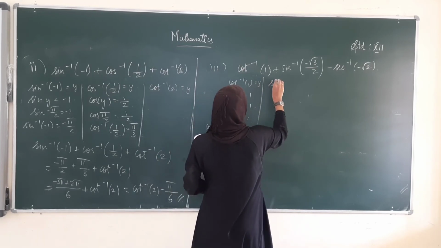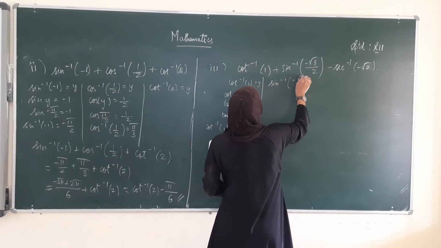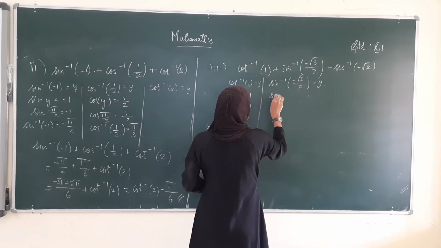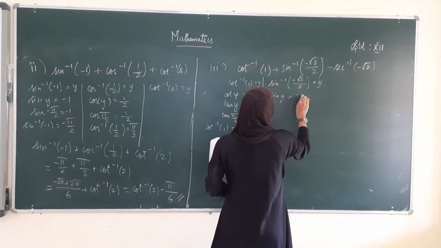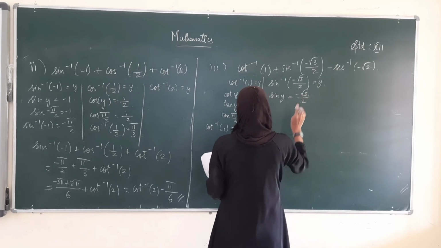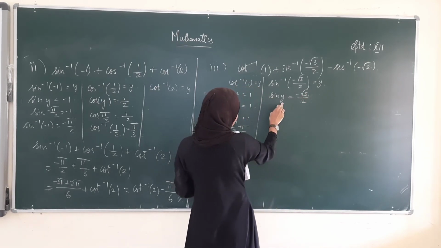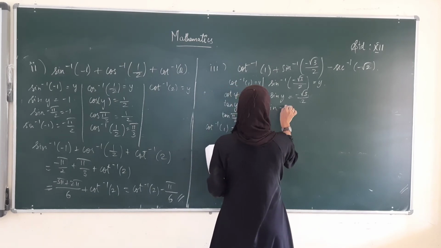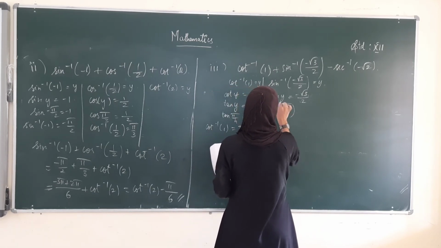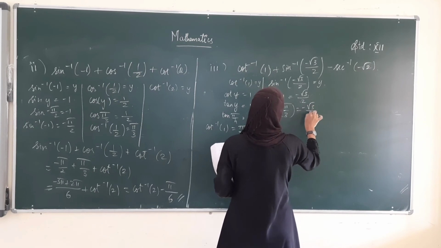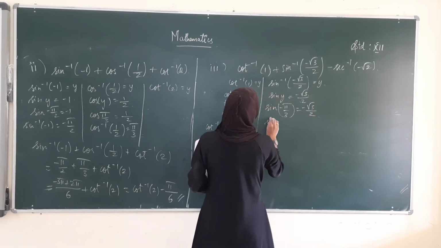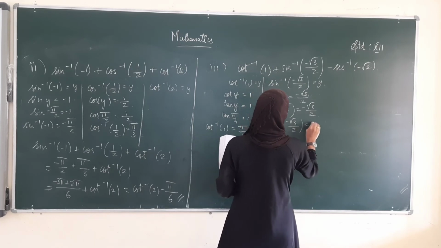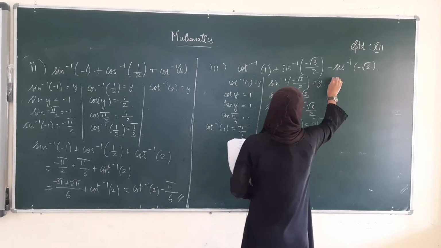Next one is sin inverse of minus root 3 divided by 2. Let us take this as y. Then sin y will be equal to minus root 3 divided by 2. For what values of y does sin y become minus root 3 divided by 2? That is sin of minus pi by 3 is equal to minus root 3 divided by 2. Therefore, sin inverse of minus root 3 divided by 2 is equal to minus pi by 3.